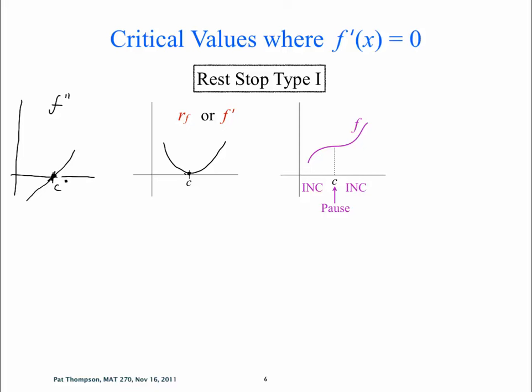So what do we have when the second derivative is 0? Well, that means that the first derivative pauses, or the rate stops changing for a moment. The rate stops changing for a moment. And so what does that look like in the accumulation? That's what we call an inflection point.